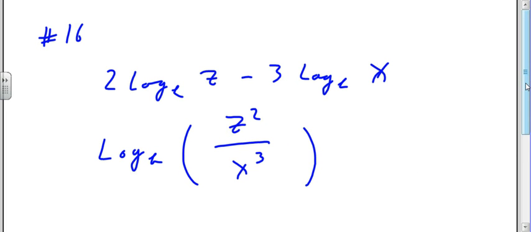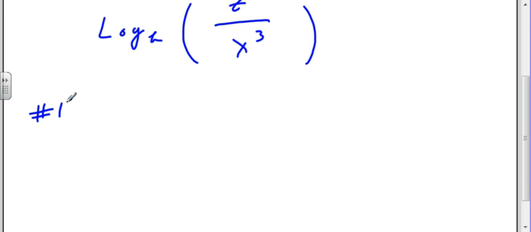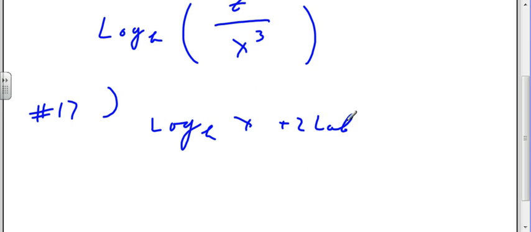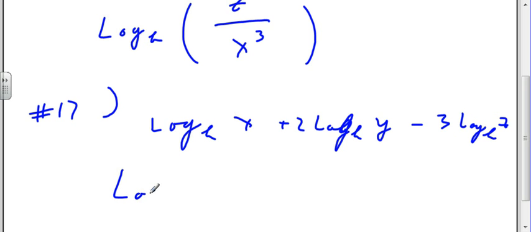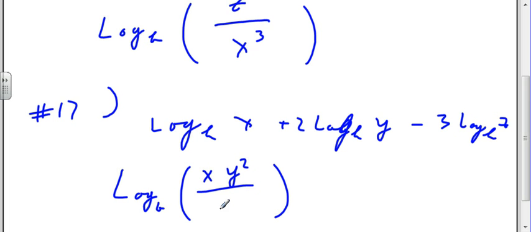Number 17. I've got log base b of x, 2 log base b of y, minus 3 log base b of z. I want to make it into one log base b. What is it going to be? Okay, I've got an x on top, a y squared on top, and a z cubed on the bottom. Well, I guess we should do 26.